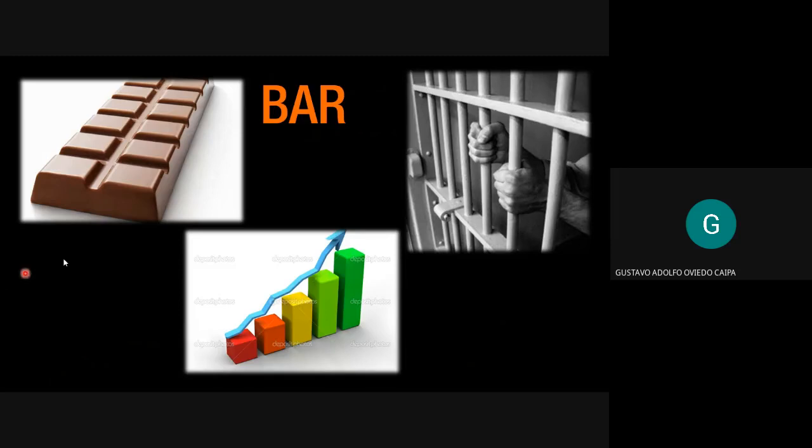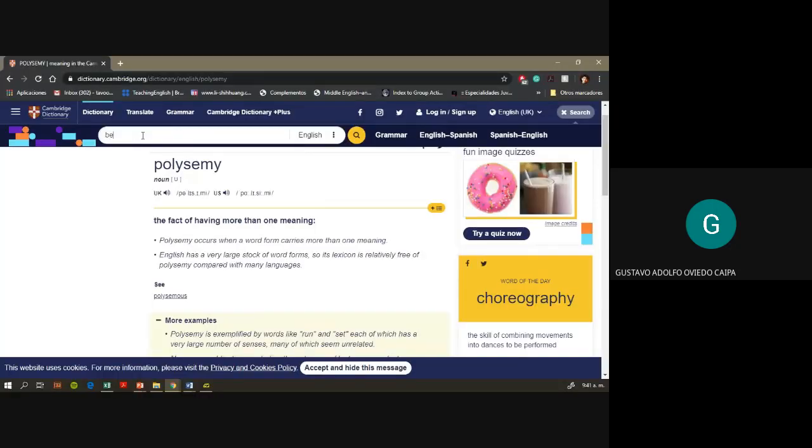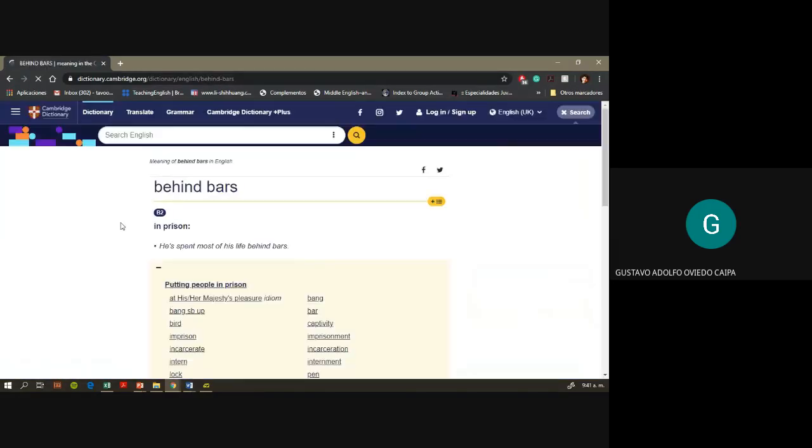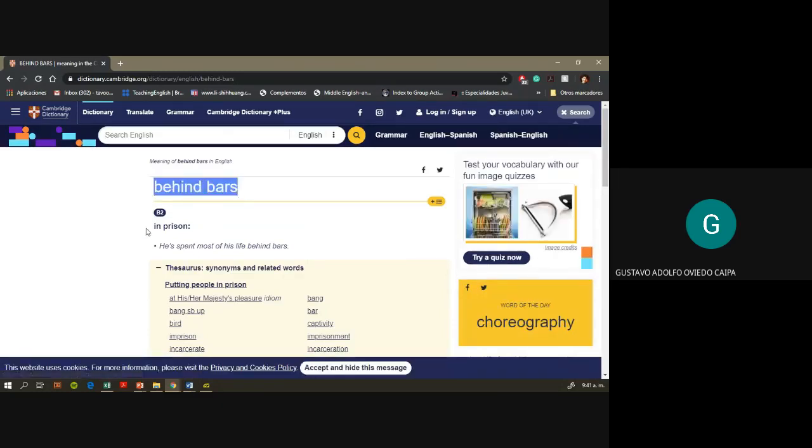All right, in this case, we have different representations for the same word. So for example, we say that this is a chocolate bar. We say that this is a bar. These are bars on a chart. And these are bars on a jail cell, right? For example, there is a common expression like put a criminal behind bars, that means to put him in jail. Put him behind bars. Let me see if I can find that. Yeah, behind bars. It means in prison.